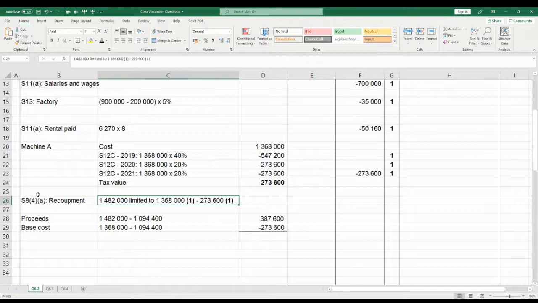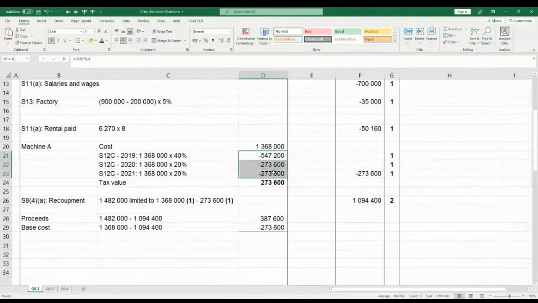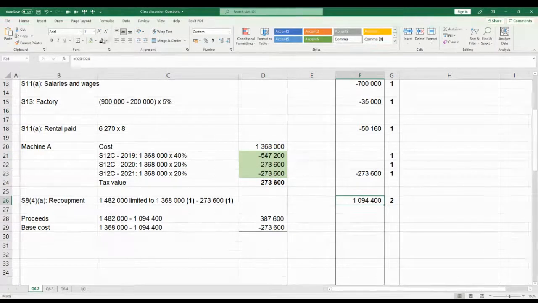Okay, and we then apply that and deduct this 273,600 from whatever the amount is. So we take the 1.368 is what we've then seen as our proceeds. We deduct the tax value to work out our recoupment as 1,094,400. Okay, so if you want to go add it together, it is basically all the allowances we were allowed to deduct previously would be our recoupment. That is just to check that you've worked it out correctly.